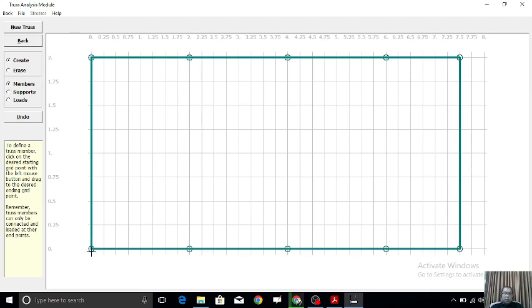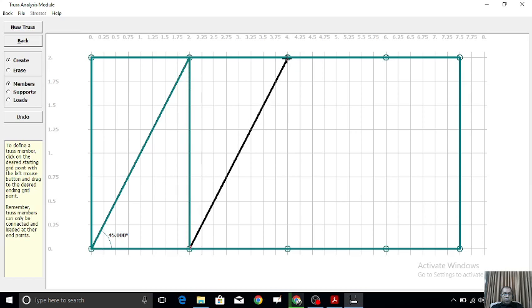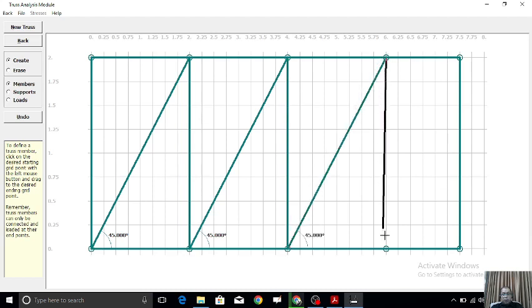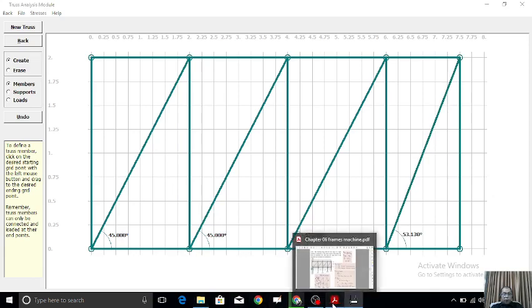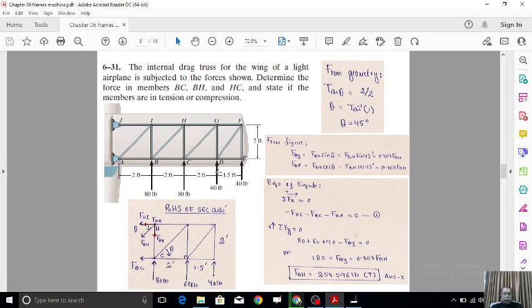And then from here to here, the member goes like this, and from here the member goes like this, and from here the member goes like this. This distance will be a bit different. So now it has been done. We have basically modeled it as per our requirements. If you look at it, we have modeled it.